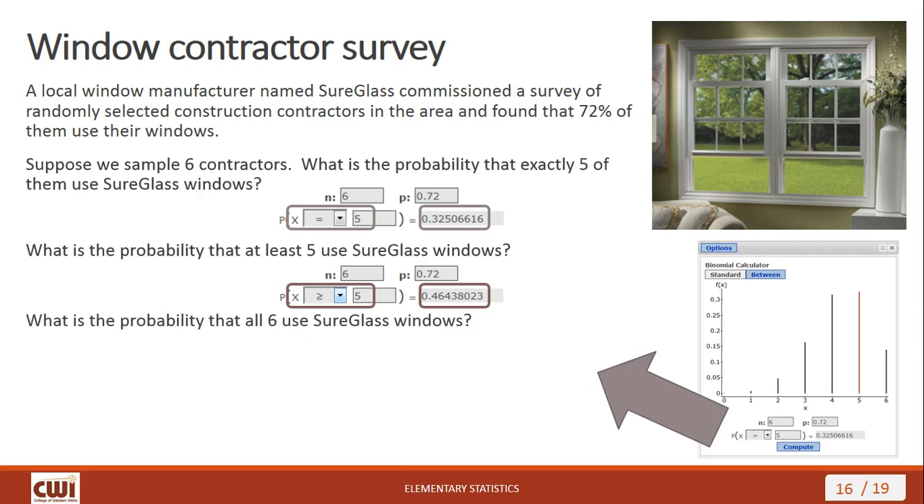What is the probability that all 6 use Sureglass windows? Now, some students, when they see this problem, are tempted to select everything in the probability distribution. They're looking at that word all, and that's not how you would solve this problem. To solve this problem, all 6 means exactly 6. So we're going to change our greater than or equal to sign to a full equal sign. We'll change that back, and then we'll just put 6 in for 5, press compute, and out comes 0.139.